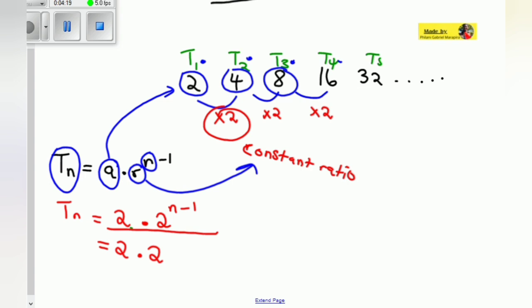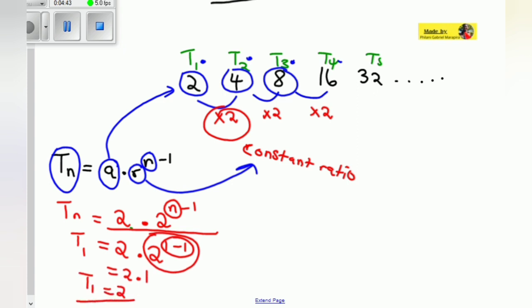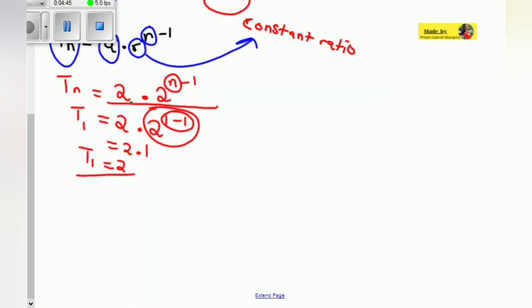Let's prove whether it is correct or not. What if we were to put term number 1? We want to see exactly what's on term number 1. We substitute 1 minus 1 here, and then this is 2 multiplied by a number raised to the power of 0. Since 1 minus 1 is 0, it's going to be 1. So this is 2 times 1. Therefore, your first term is equal to 2. So you can see that this is your first term.